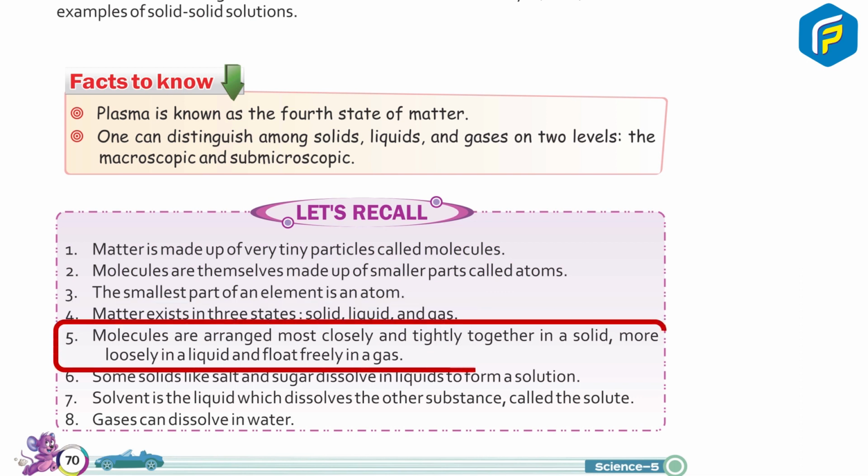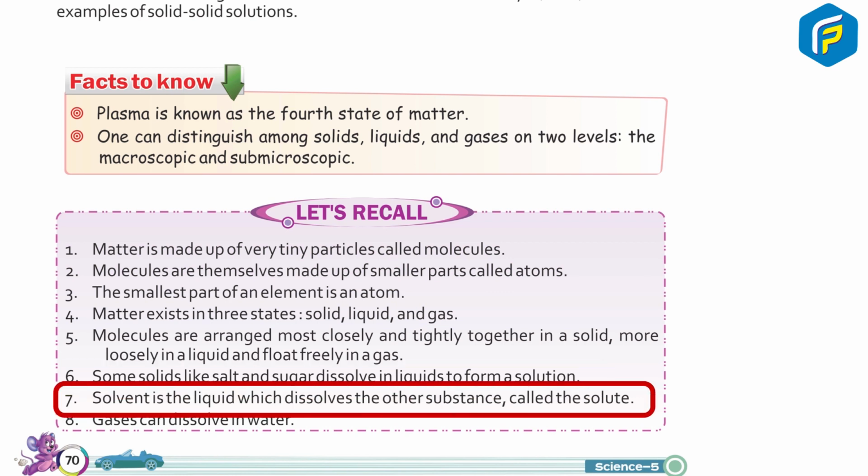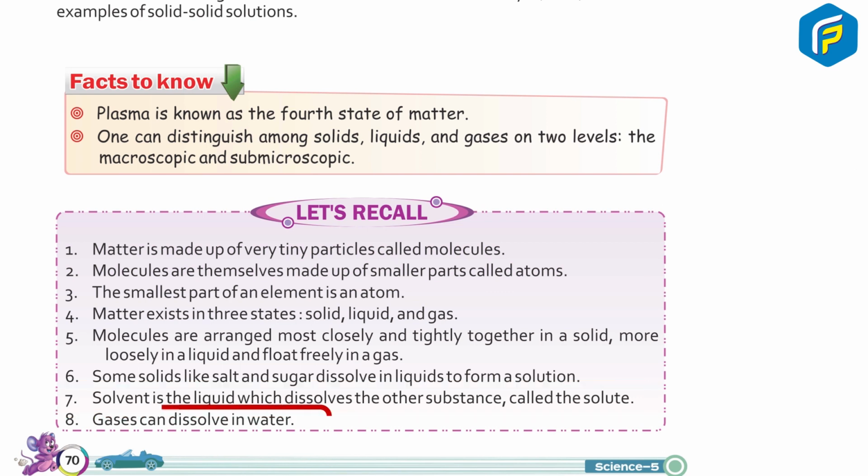5. Molecules are arranged most closely and tightly together in a solid, more loosely in a liquid, and float freely in a gas. 6. Some solids like salt and sugar dissolve in liquids to form a solution. 7. Solvent is the liquid which dissolves the other substance called the solute. 8. Gases can dissolve in water.